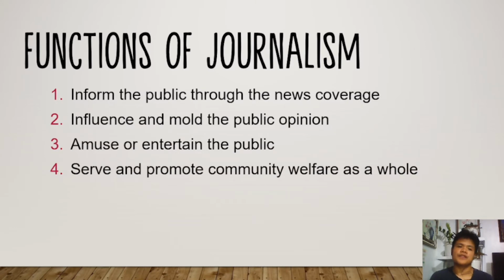So what are the functions of journalism? Number 1, it informs the public through news coverage. Number 2, it influences and molds public opinion. Number 3, amuse or entertain the public. Number 4, serve and promote community welfare as a whole. So, as we all know, news coverage is meant for information, and opinions, editorials, and columns are meant to influence and mold the decision and the thinking of the community, no? And sometimes there are news or articles that are meant to amuse or entertain. And number 4, there are news that are calling for action for its receivers, or its viewers, no.